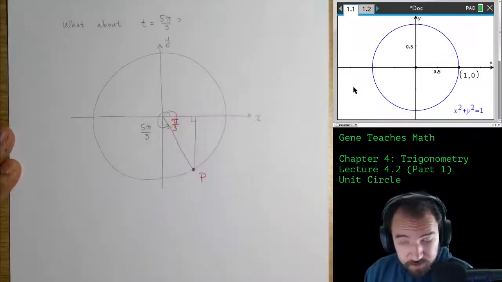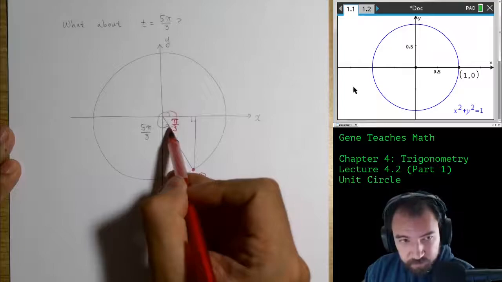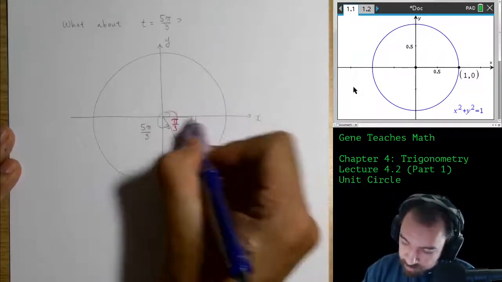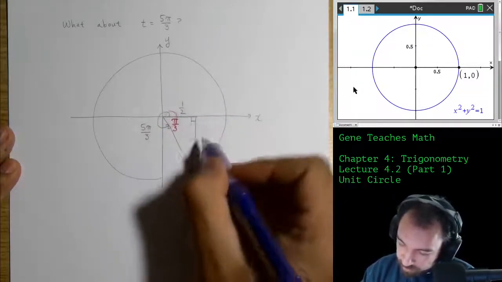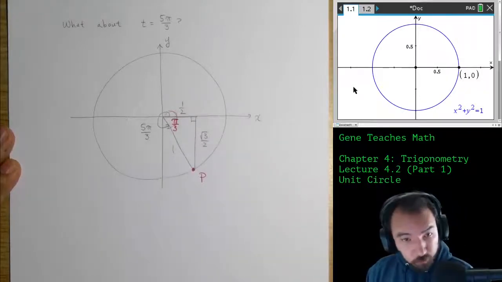And how do I know that? Because the full circle is 2 pi. Then if I subtract 5 pi over 3 radians, what's left over is pi over 3 radians, which we identify as a 60-degree angle. So we know that the base of this triangle is 1/2, and the height of this triangle is root 3 over 2, so long as the hypotenuse is 1, which it is because it's a unit circle.